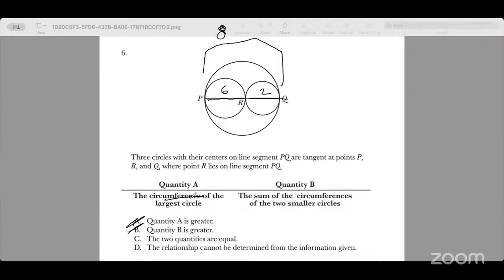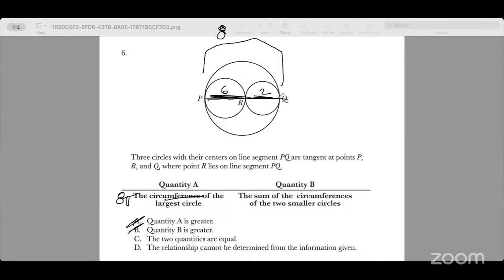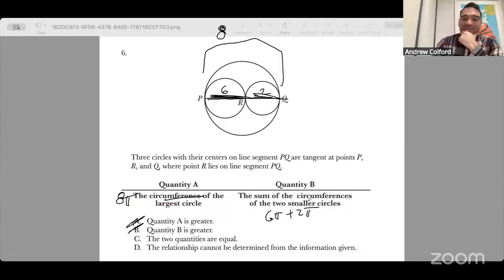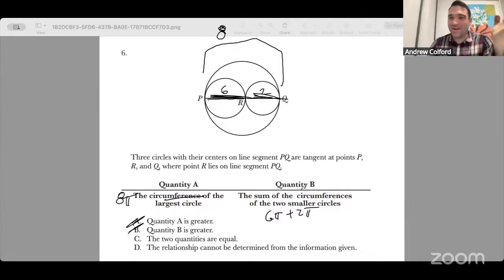8 pi. What's the circumference of this circle on the left? 6 pi. And the circle on the right? 2 pi. 6 pi plus 2 pi. So it'd be equal. Well, I'm going to mess with your head a little bit here.